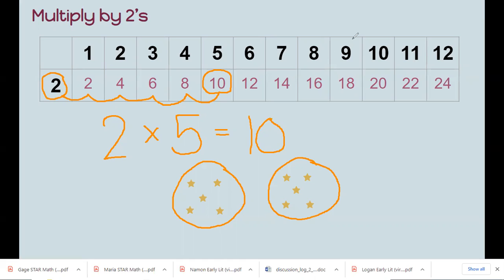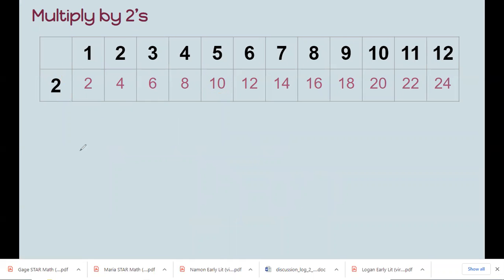Okay, let's do another one together. Write this problem down on your paper. Two times 8. I'm looking at 2 groups of 8 and I want to find out how many in all of 2 groups of 8.